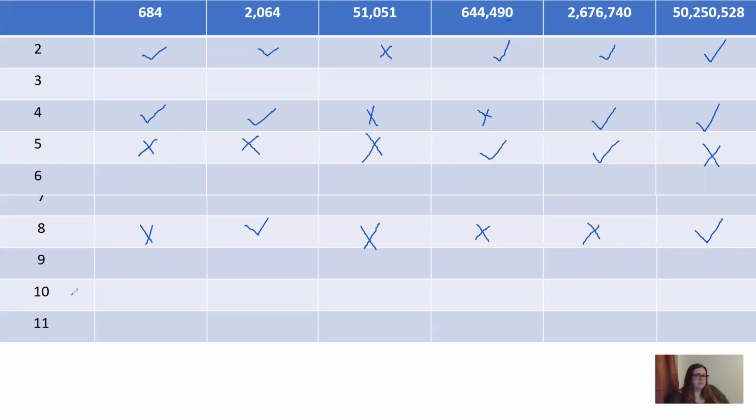Now 10. We're going to skip to 10. Only if the last digit is a 0 can it be. So these two are, and these are not.